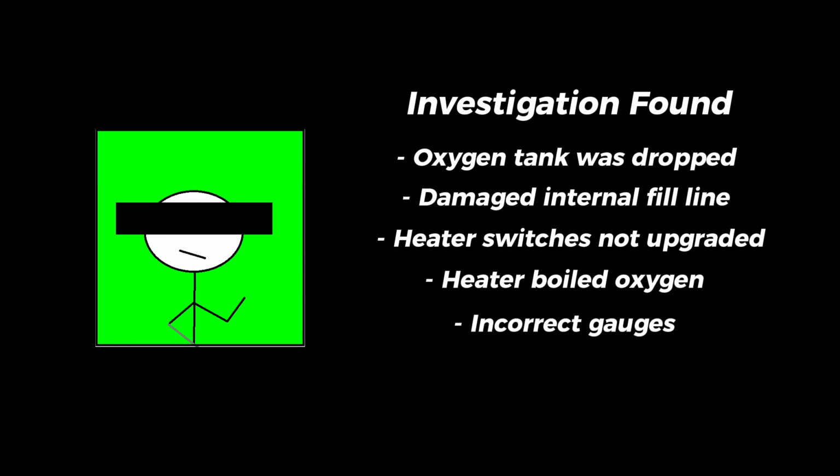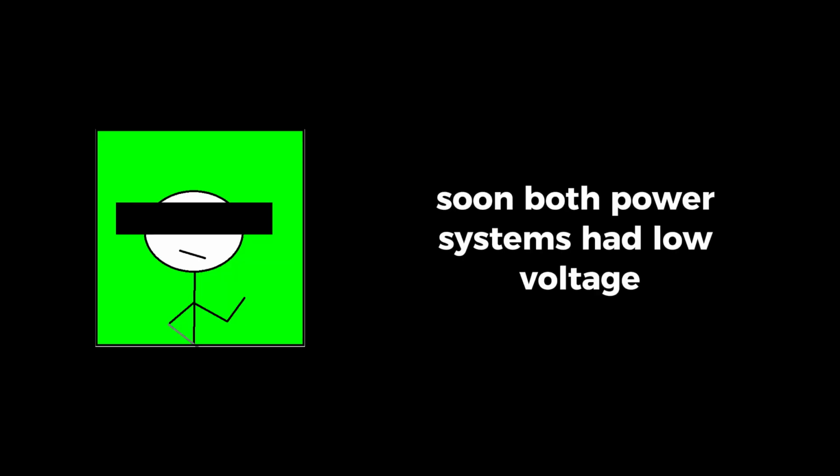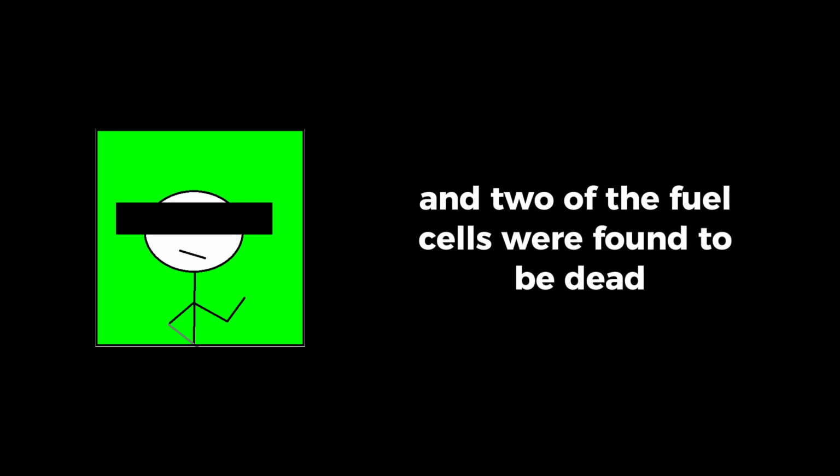When the crew performed a routine procedure to stir the tank's contents, it ignited the highly flammable pure oxygen, leading to an explosion. The main bus B undervolt indicated that there was low voltage from the service module's 3 fuel cells to the spacecraft's 2nd power system. Soon, both power systems had low voltage, and 2 of the fuel cells were found to be dead.